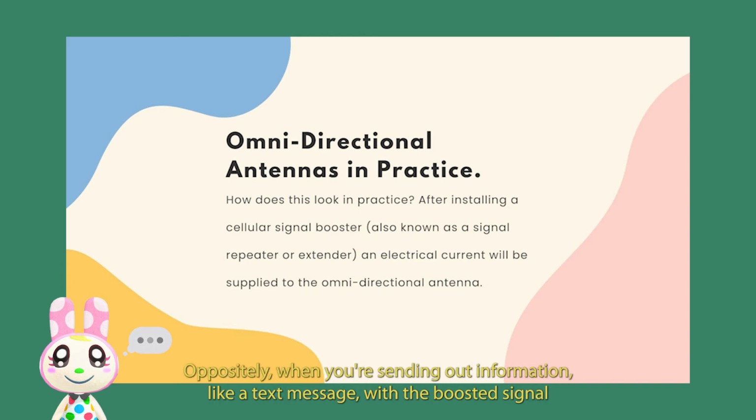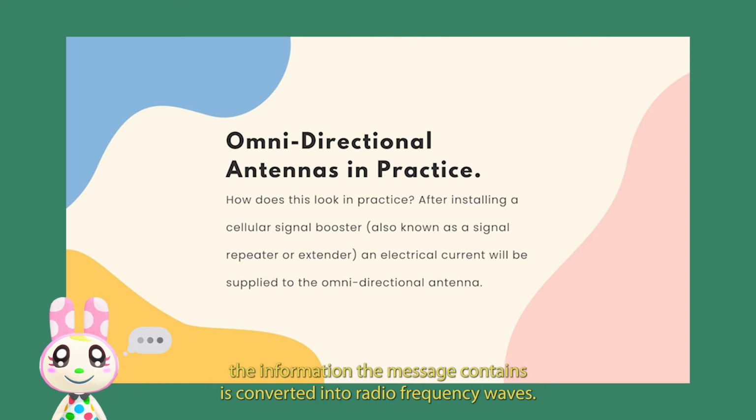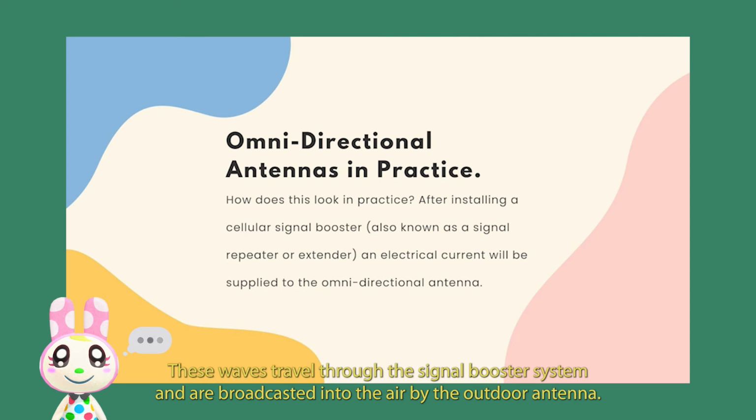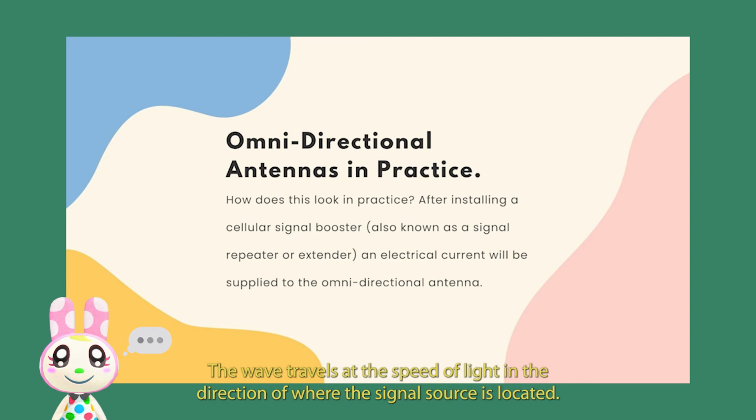Conversely, when you're sending out information, like a text message, with the boosting signals, the information the message contains is converted into radio frequency waves. These waves travel through the signal boosting system and are broadcast into the air by the outdoor antenna. The waves travel at the speed of light in the direction of where the signal source is located.